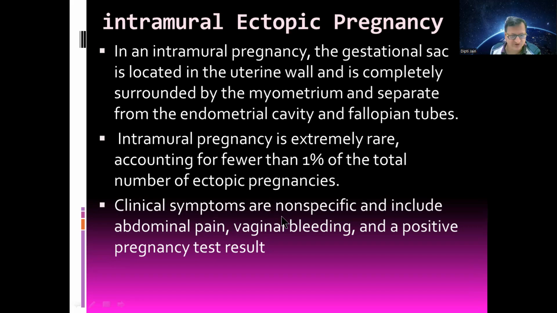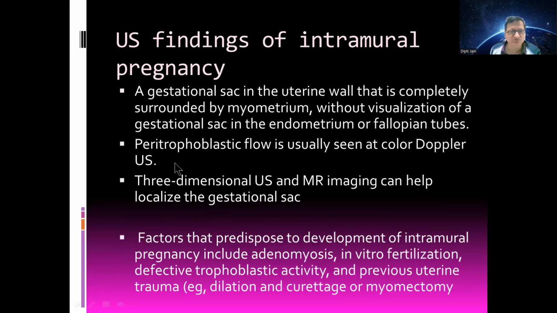Clinical symptoms are non-specific, including abdominal pain, vaginal bleeding, and a positive pregnancy test. USG features are a gestational sac in the uterine wall that is completely surrounded by the myometrium without visualization of a gestational sac in the endometrium or fallopian tube. Peritrophoblastic flow is usually present at color Doppler. 3D ultrasound and MR imaging can help to localize the gestational sac. Factors that predispose to development of intramural pregnancy include adenomyosis, in vitro fertilization, defective trophoblastic activity, and previous uterine trauma like D&C or myomectomy.